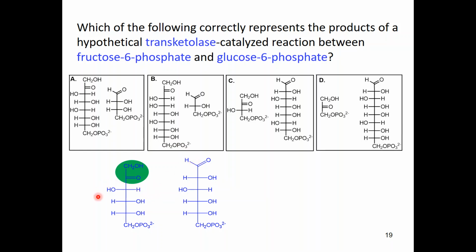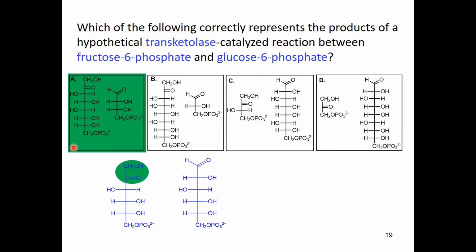As a result, the bottom portion of fructose 6-phosphate becomes a 4-carbon aldose, such as erythrose 4-phosphate shown here. And the top portion becomes the top portion of a new ketose, which would contain the original 6 carbons of glucose 6-phosphate plus those 2 carbons, 8 carbons total. So the correct answer will be option A.